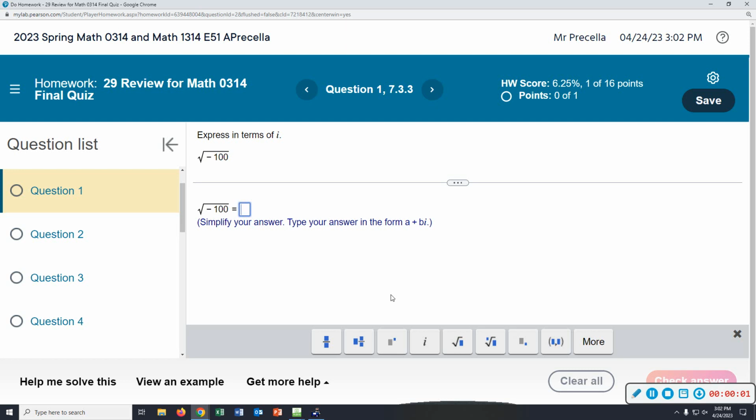Express in terms of i. This is an imaginary number. It's going to take me longer to write this problem down than to write the answer, because there's really not much to switch over. There's not much work here.